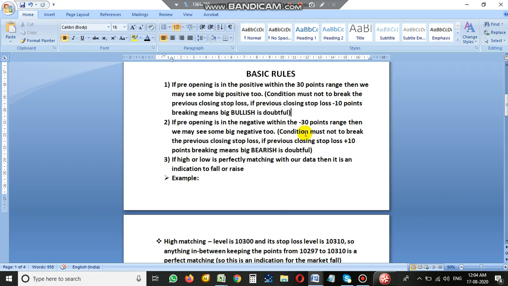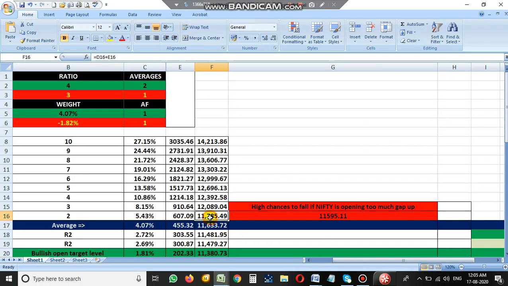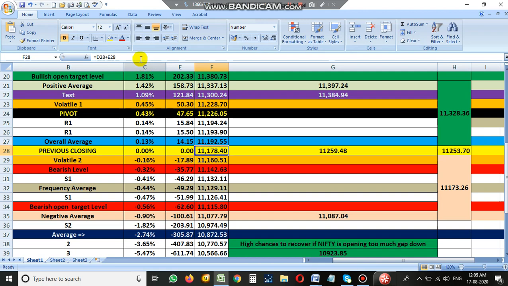If anything opens 0 to minus 30 points in the negative, the same kind of rule will be applicable on the downside as well. So the same rule we can apply with the stop loss of 10 points, but on the positive side, so we need to add 10 points. So the stop loss must be 11,188. You need to keep that and go for the sell if the market's pre-open is in the negative, around 0 to minus 30 points. If that particular level is not breaking, it has a good chance to go extremely bearish.